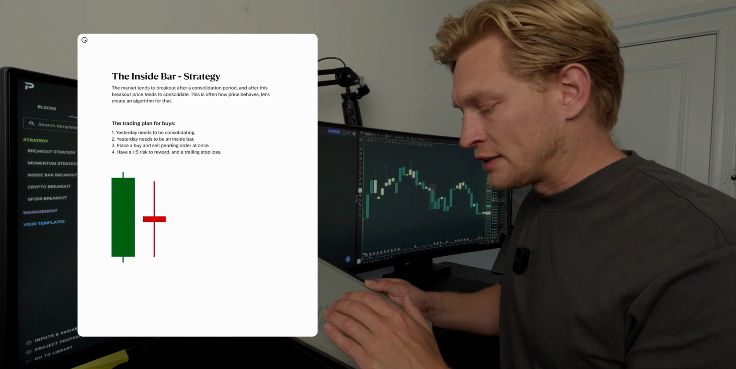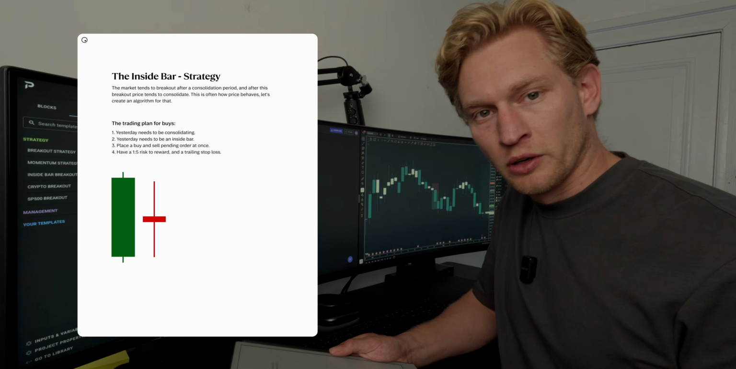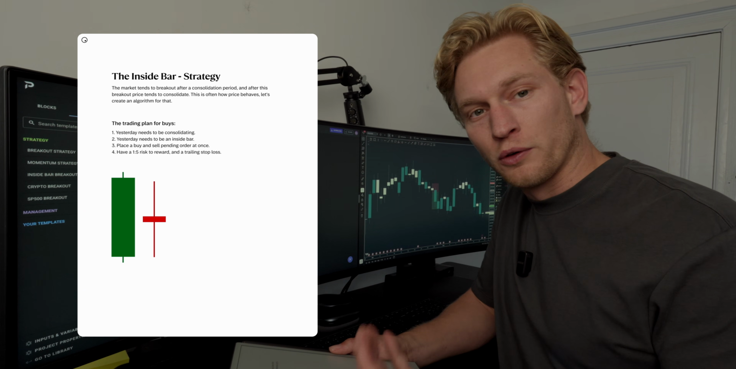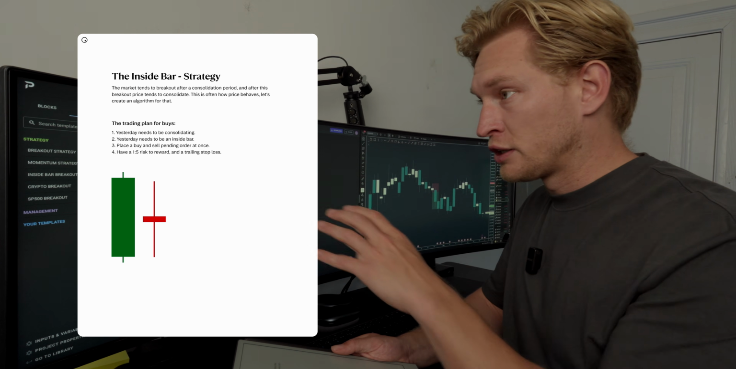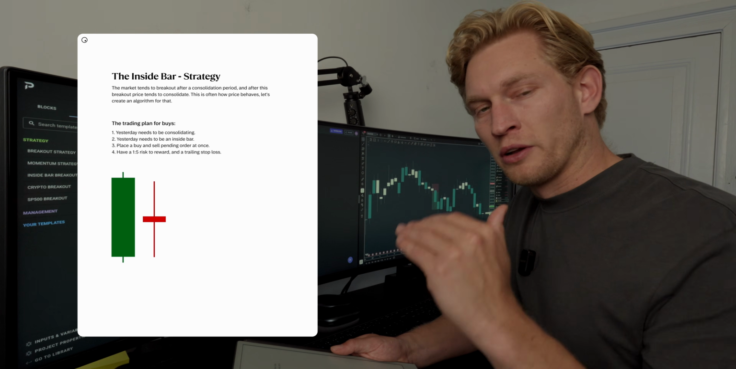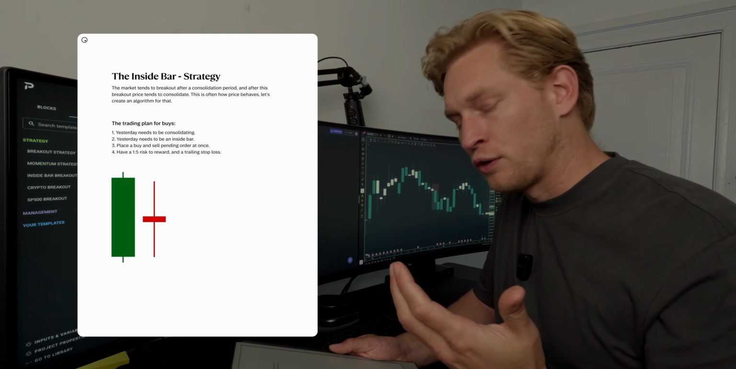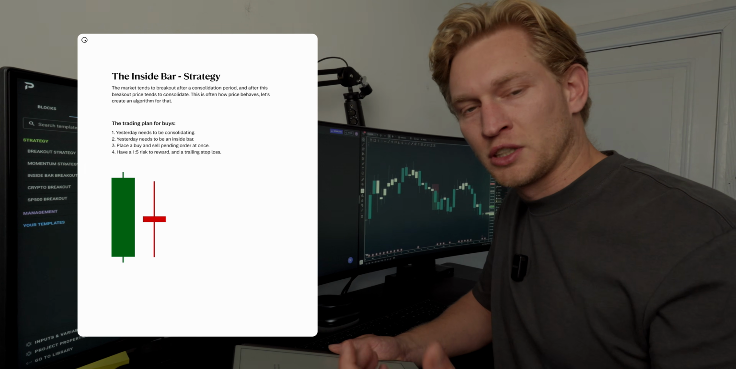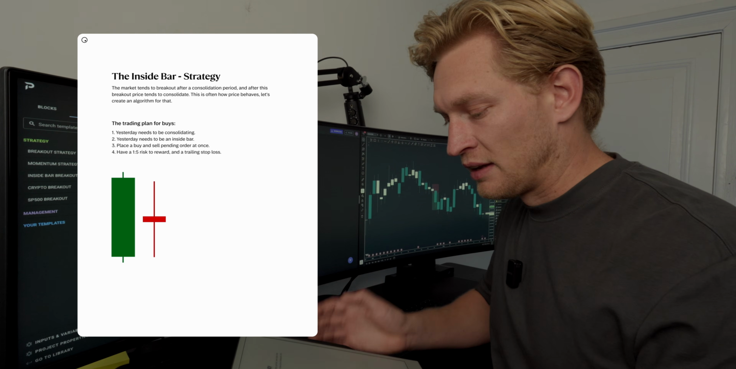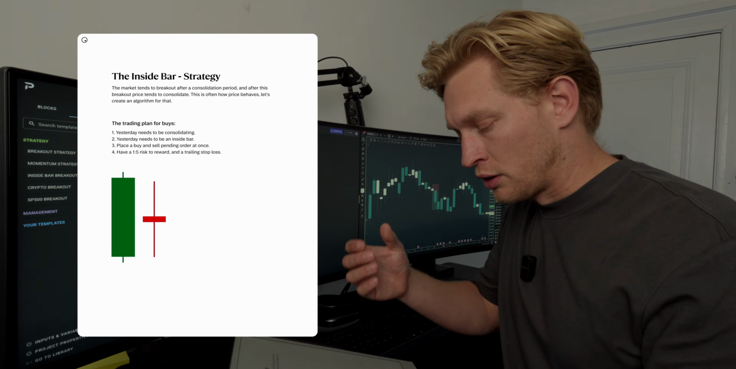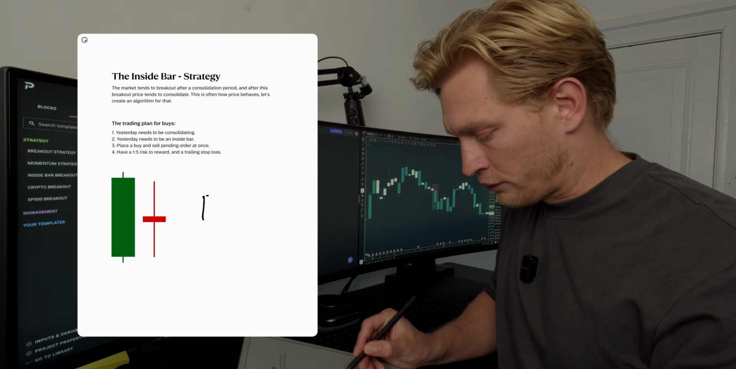So the market tends to break out after a consolidation period. This is what I learned over the decade trading, by watching the charts. You see we go from consolidation to breakouts to consolidation to breakouts. All right, and if you know that behavior, why not build a strategy based on that? And in my opinion, that's the inside bar strategy. Let me draw it out very shortly.